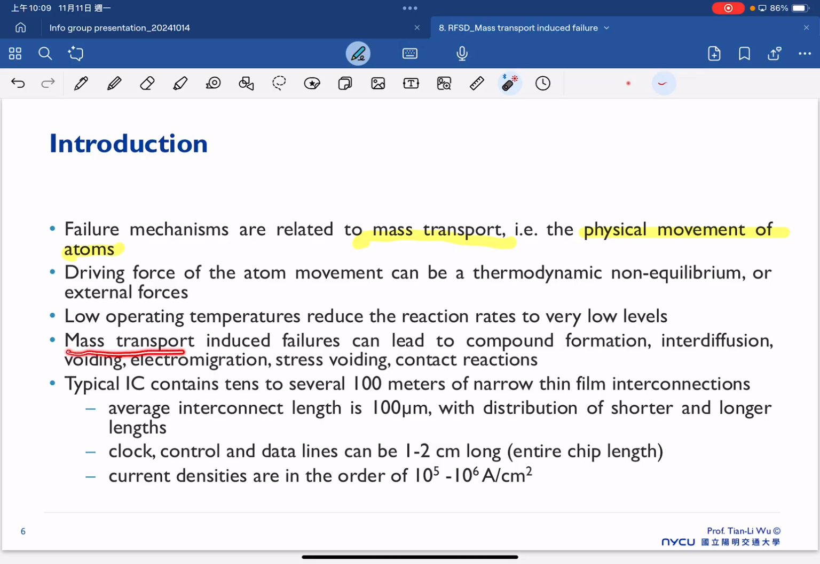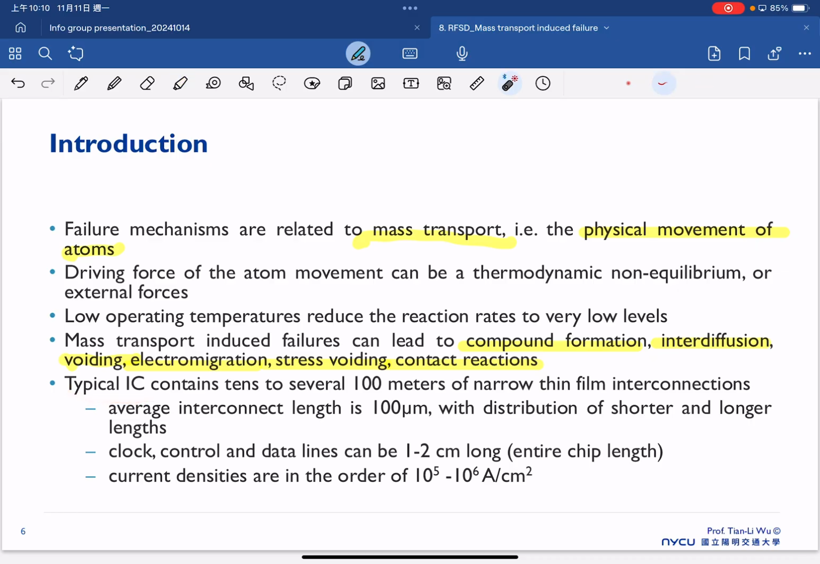And mass transport induced failure can lead to compound formation, interdiffusion, voiding, electron migration, stress voiding, and also the contact reaction. So you can see it's mainly related to the materials reaction. It's mainly related to the chemistry reaction between the two different materials. So that's why we have the compound formation, we have the diffusion, we have some of the reactions here.